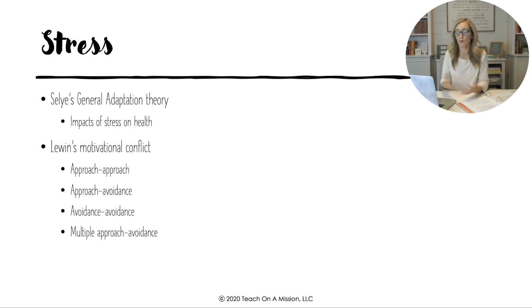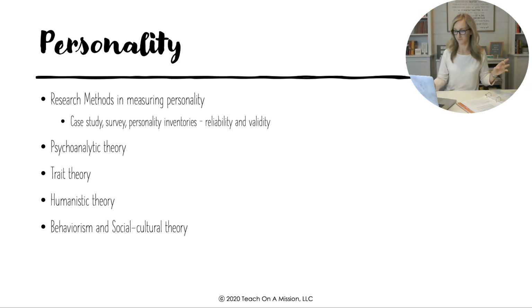And then Lewin's motivational conflict. So understanding that the word approach means there's good things and avoidance means there's bad things. You want to avoid it. So approach-approach is there's good to both options. Approach-avoidance meaning there's good and bad to both options. Avoidance-avoidance meaning they both suck. And multiple approach-avoidance says that you have like 2 or 3 options that all have good and bad.